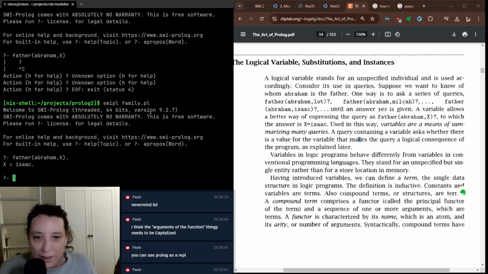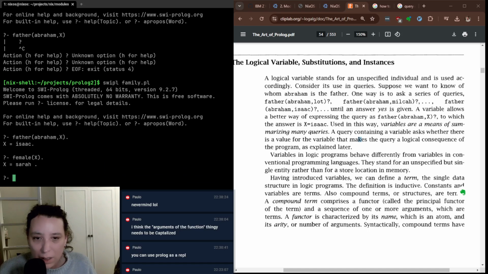Does that mean I can do female x? Why did it just give me 1 though?